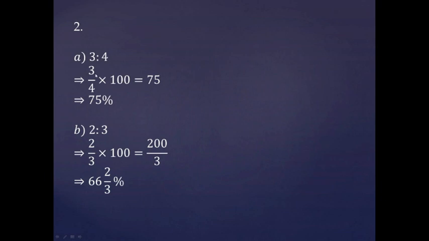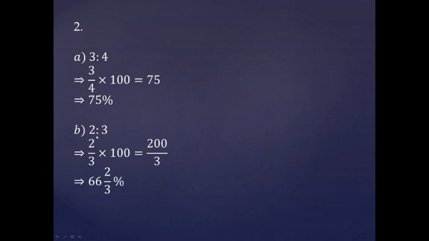We'll put 3:4 as 3/4 into 100, in order to put this into its percentage, so we need to multiply it by 100. So 3 is to 4 will be put as 3 by 4 into 100. That means with 4, if you divide 100, it will become 25. If you multiply 25 with 3, it will have 75. So that will be the answer. We'll put it as 75%.